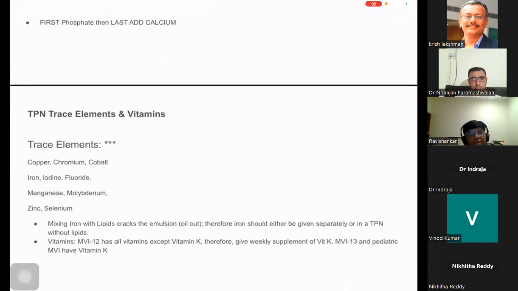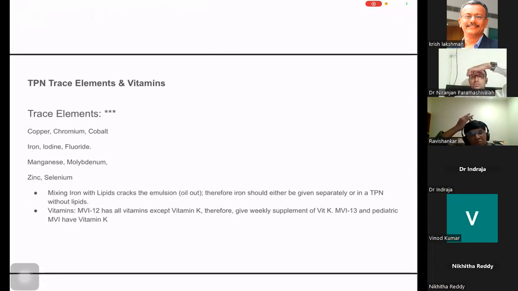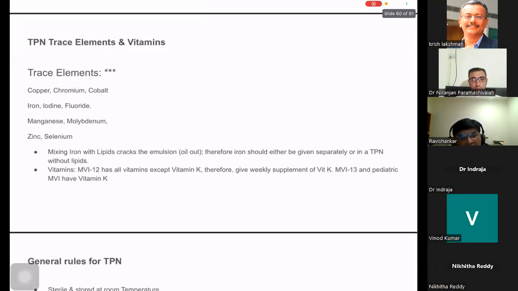TPN also contains most of the trace elements except iron, as it breaks down the emulsion and separates the TPN elements. And all the water-soluble vitamins are present, and almost all the lipid-soluble vitamins are also present, except vitamin K, which should be provided additionally.